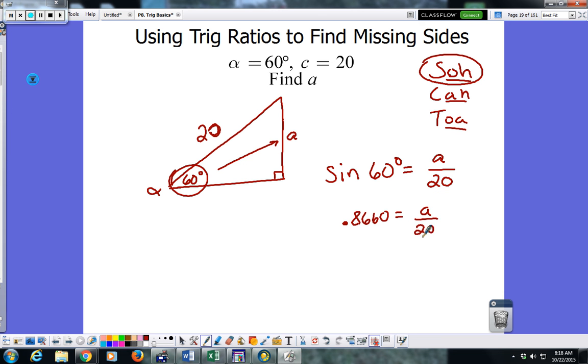To get rid of the 20, we're going to come over here and multiply by 20. You're done. And A is equal to about 16 point something. So we'll call it 17.3. Done. So that's what trig does for you. Trig allows you to take two pieces of any right triangle and actually find any other piece that you need.